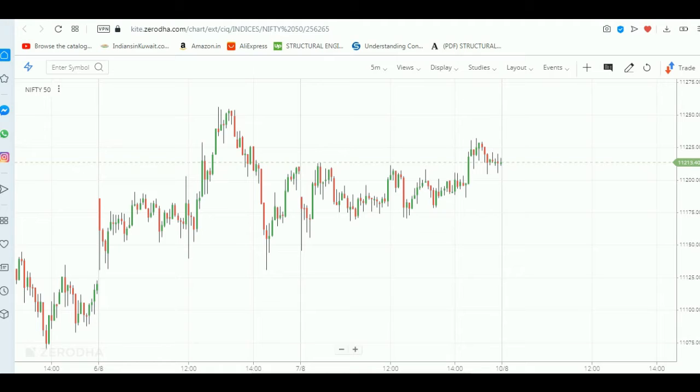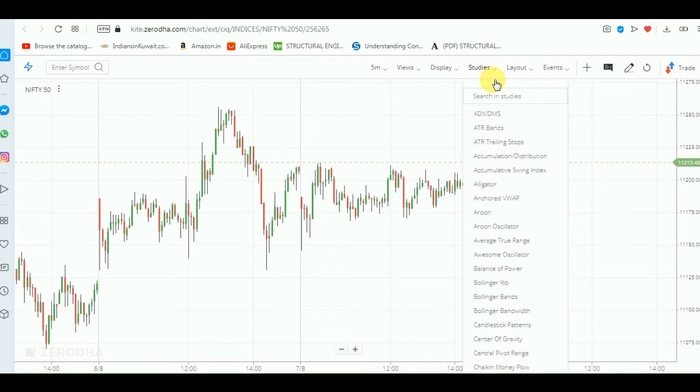So RSI means relative strength index, and this is an indicator which is used by many intraday traders especially. This is basically a momentum indicator, or a momentum indicator is also called an oscillator. Here I have opened a 5-minute chart of Nifty 50. This is a 5-minute candlestick chart, and here I am going to apply the particular indicator called RSI.